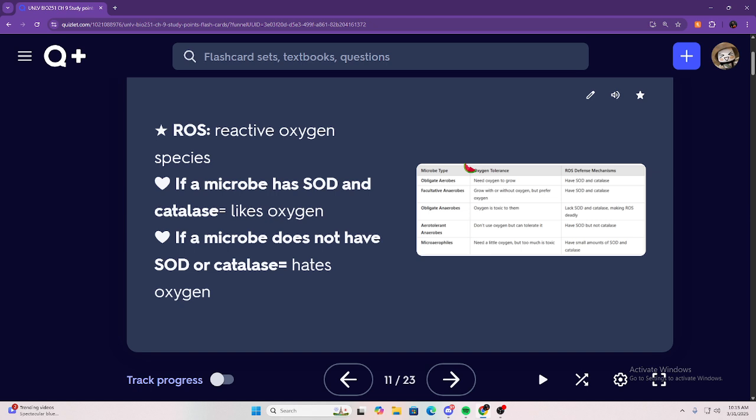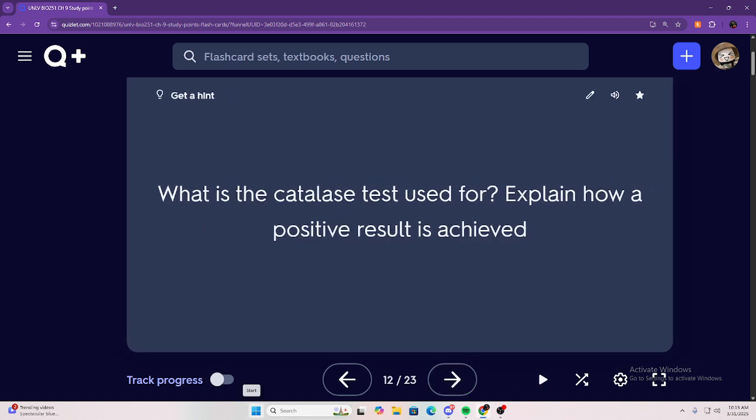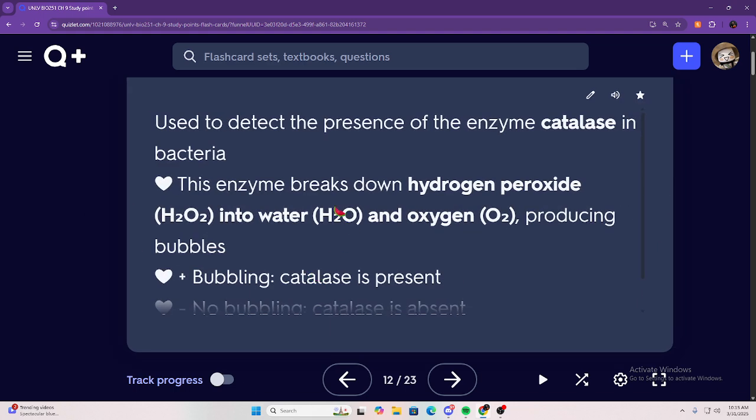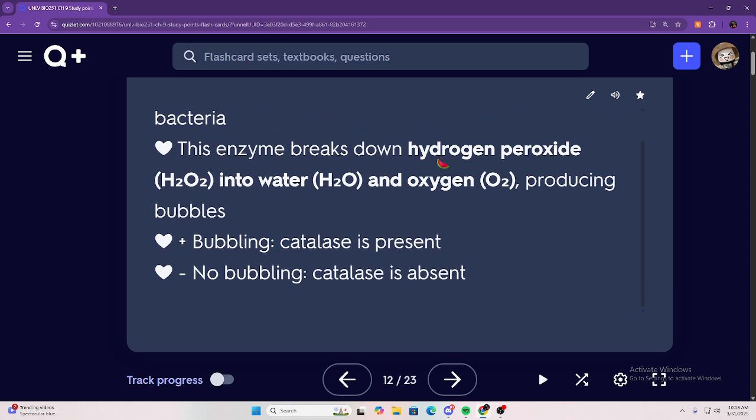And then microaerophiles need little oxygen. So they'll have a little bit of SOD and a little bit of catalase because they only need a little bit of oxygen. And then what is the catalase test used for? Like I said again, it's used to detect the presence of the enzyme catalase in bacteria. That's why we do those tests.